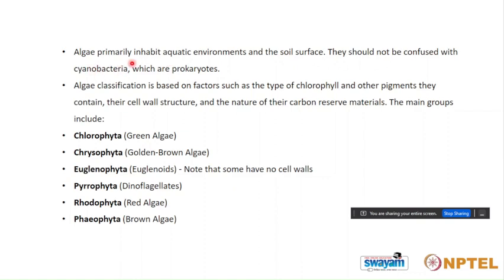Cyanobacteria will also have a blue-green appearance, so we should not confuse cyanobacteria with algae. There are a lot of differences between algae and cyanobacteria. Algae come under the class of eukaryotes, but cyanobacteria come under the class of prokaryotes. So in this way, algae and cyanobacteria are completely different, even though their appearances are somewhat the same and confusing. These entities are completely different based on the karyotype.